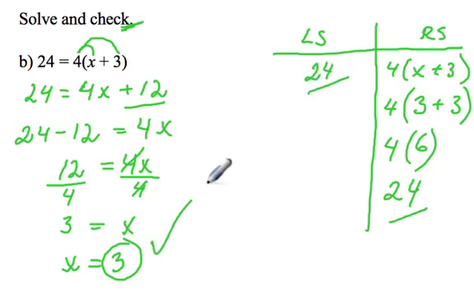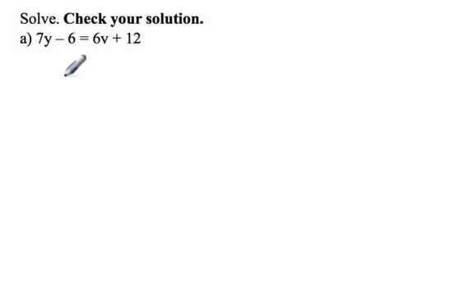We've solved correctly. For this equation, we have a y term on the left side and also on the right side. Our first job is to get all the variable terms to one side of the equation. So what I could do is subtract 6y on both sides of the equation, and that way it would move to the left side of the equation.